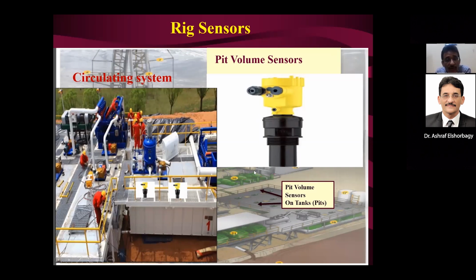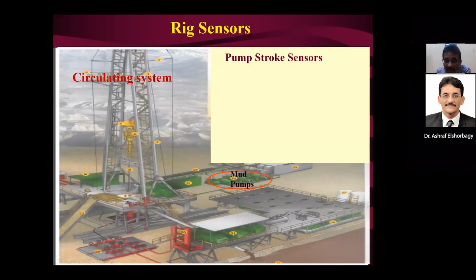In the circulating system, I also have the pump stroke sensor. Okay, let's go back and remember the circulation system. The circulation system starts from the pits or the tanks. Already I put my sensor, and after this I have the pumps. Do the pumps have sensors? Yes, I have this sensor.